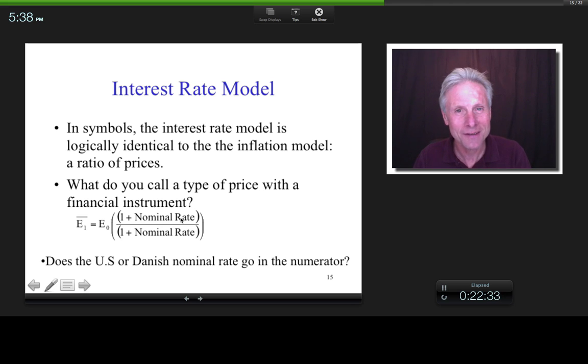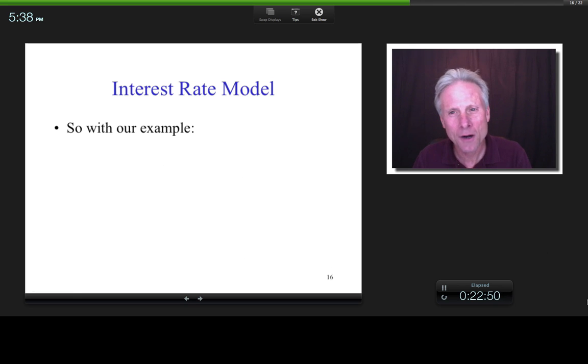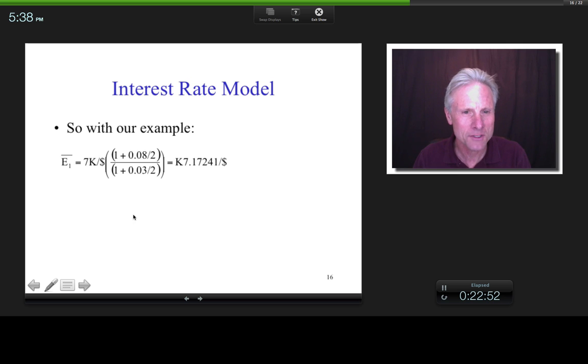Well, it depends, right? If we're working in kronas per dollar, then what will go on top? Kronas per dollar, so kronas over dollars, so we'll have the Danish interest rate on top. If we plug in the numbers with our example, we'd get this right here. Here we have the krona interest rate, the 8% divided by 2, etc., the US on the bottom, and there we get our expected exchange rate.